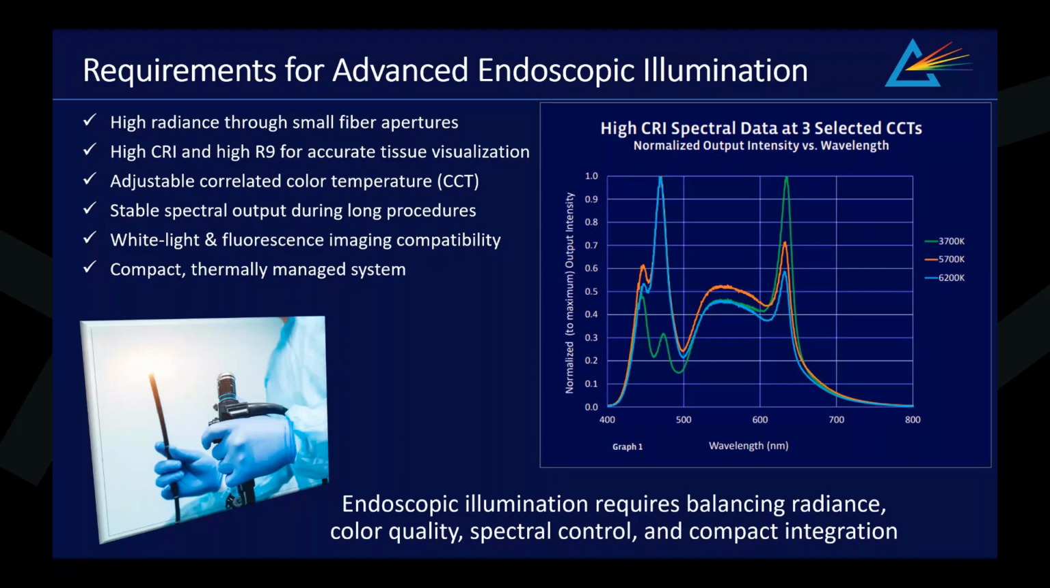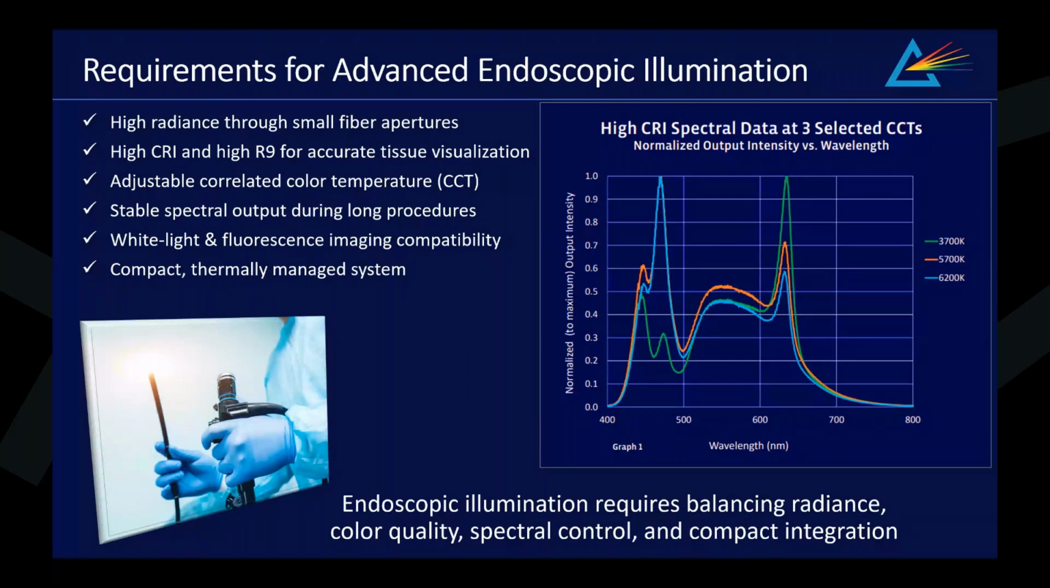Adjustable CRI can also be valuable because different surgical procedures, imaging systems, and physician preferences may favor different spectral balances and tissue appearance characteristics. Additionally, modern endoscopic systems may require compatibility with fluorescence imaging and wavelength-selective imaging modes, placing even greater demands on the spectral control and illumination stability.